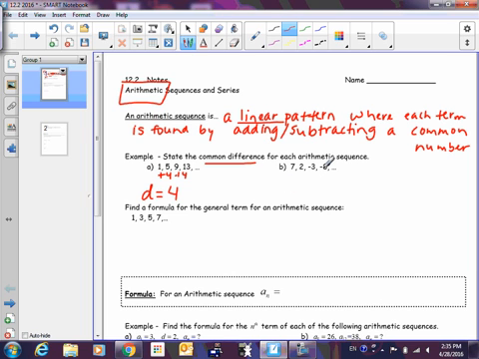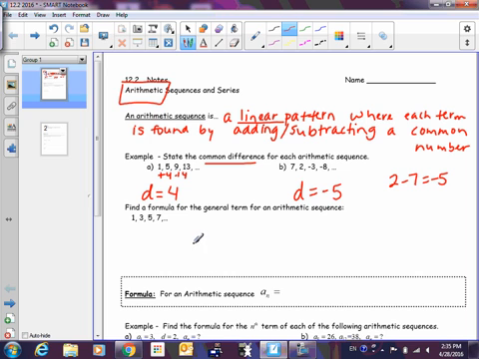So what's the pattern in B? Be careful about that. It is negative. How much are you subtracting each time? 5. And so if you're ever having a hard time trying to just figure it out, just subtract. 2 minus 7, that'll give you negative 5. As long as you're doing that each time, that's the common difference.